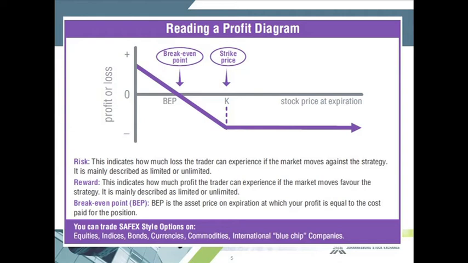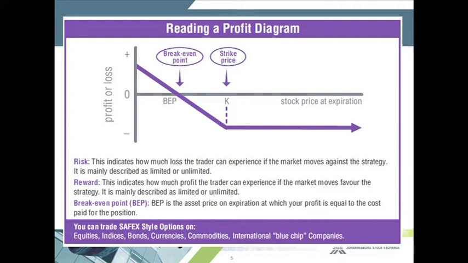With a call, the loss you could make if you wrote a naked call is theoretically unlimited. The stock could go from 1 Rand to 500 Rand because of some unforeseen event in the future. So your loss on writing a naked call is theoretically unlimited. It's generally significant whether it's limited or unlimited. The reward shows you how much profit you can make if the market moves in favor of your strategy, and your break-even point is where you cross the line of having just covered your premium.